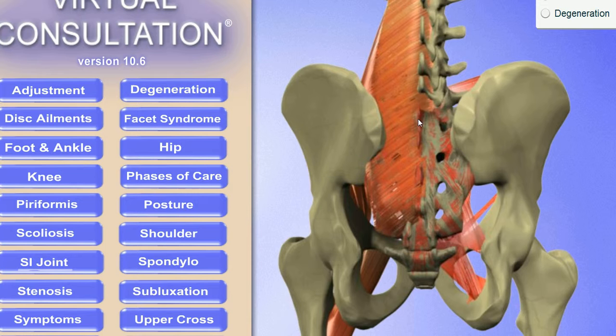So I hope this informational video was valuable for you today and in explaining what the sacroiliac joint is and how it can give you pain.